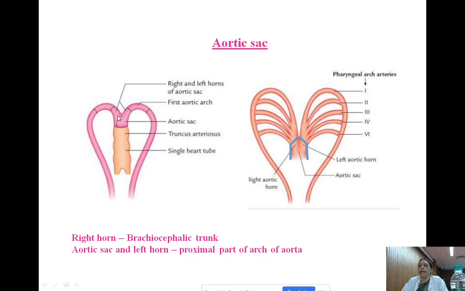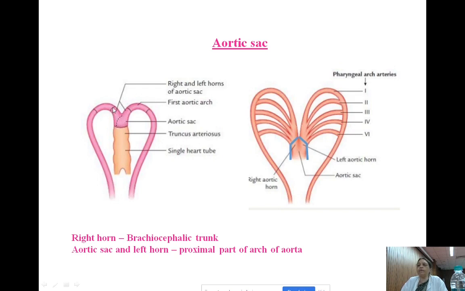Now the right horn is connected to the dorsal aorta by an arch. This is known as the first aortic arch. Later on, after the first aortic arch is formed, the other aortic arches will also be formed: the second aortic arch, third aortic arch, fourth aortic arch, and the sixth aortic arch. All of them will be formed. And now from this aortic sac, from the right horn of the aortic sac.